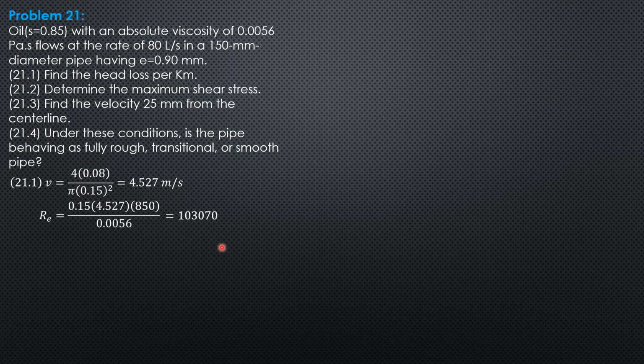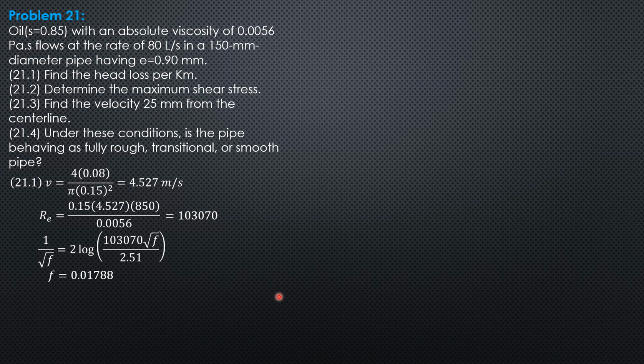Next is the friction factor. So 1 over square root of F equals 2 log of Reynolds number times square root of F over 2.51. Let's assume first that the pipe is smooth, although absolute roughness is 0.9 mm. But let's check. So F is 0.01788 if the pipe is smooth.